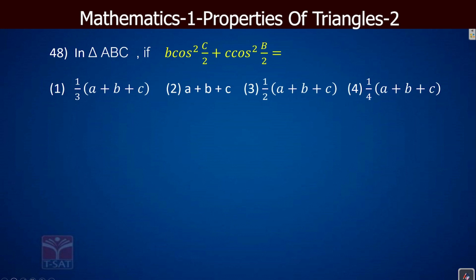Next, in triangle ABC, b cos²(C/2) + c cos²(B/2) is equal to: option 1, (1/3)(a+b+c); option 2, (a+b+c); option 3, half of (a+b+c); option 4, (1/4)(a+b+c).